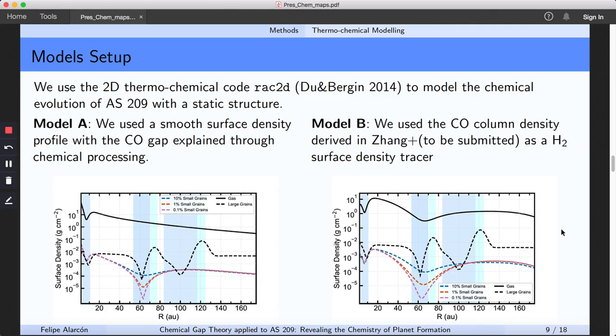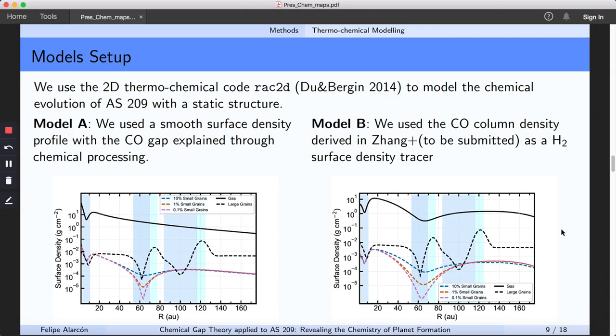So we ran 2D thermochemical models with the code RAC2D, and we model all the chemical evolution of AS209 with a static structure. So we have 2 sets of models. In model A, we say that all the CO structure is produced by a CO depletion in the disk, meaning that the disk has a smooth gas surface density profile. And we also try different small grains content or depletion in the disk.